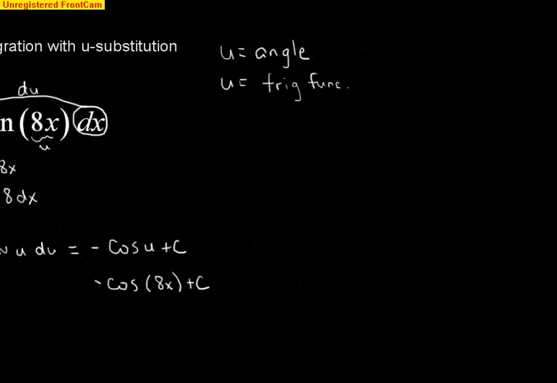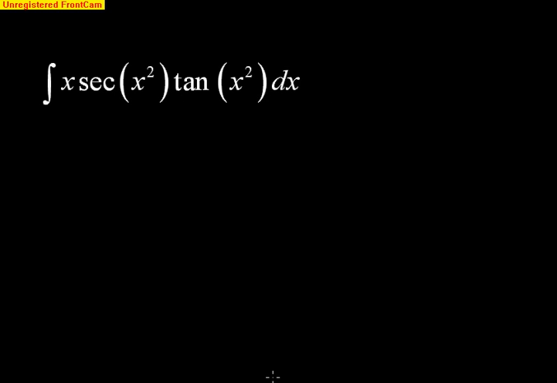Let's take a look at another one over here. Here we have the integral of x times the secant of x squared, tangent of x squared. So I'm going to start off again by letting U equal the angle. So I'll let U equal x squared. The derivative of that is going to be 2x dx. You can see that I have U right here and U right here, but I only have x dx left over. So I do have to make a minor adjustment, dividing by 2. So I get 1/2 du is x dx, and that's what I wanted.